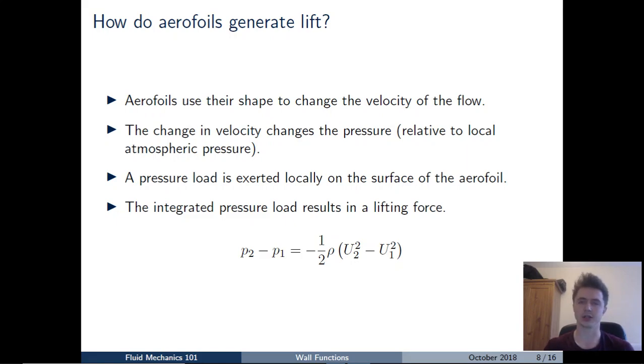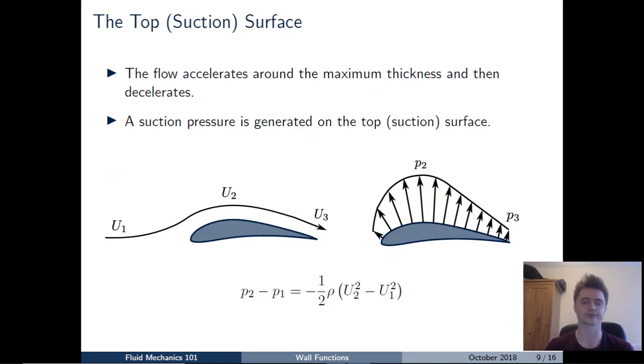So let's start by looking at those pressure loads and those pressure distributions in a bit more detail, starting with the top surface. If we travel along a streamline from point 1, far upstream of the aerofoil, we find that as the flow approaches the aerofoil, it's diverted around the top surface and the flow accelerates. And of course, from Bernoulli's equation, U2 is greater than U1, so the pressure decreases and we get a suction pressure. And the suction pressure acts away from the surface.